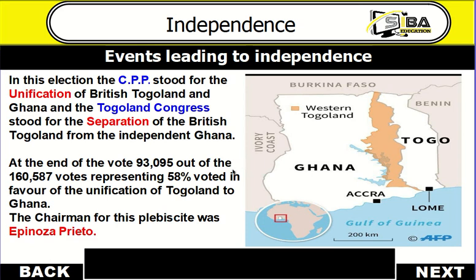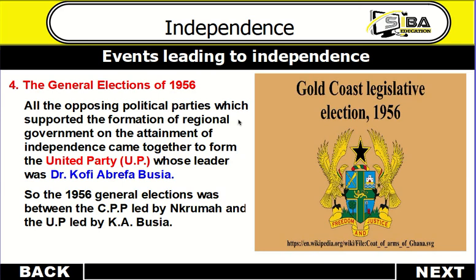The chairman for this plebiscite was Espinosa Preto. He stood as the EC, or the Electoral Commissioner, for the plebiscite. So at the end of the day, Togoland joined the Gold Coast.